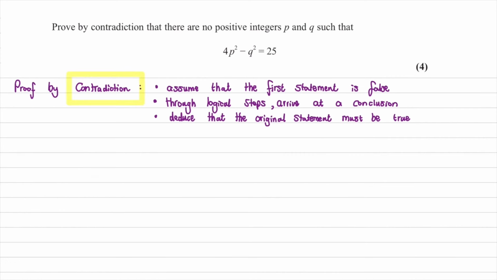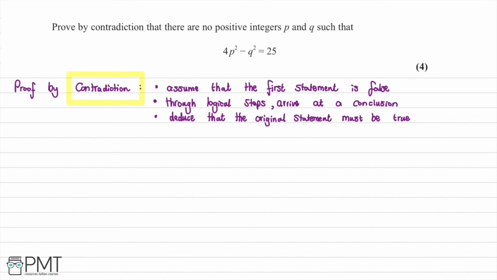There are 3 steps that you generally have to follow when you're solving a question like this, and I've listed them here. You first want to assume that the first statement is false. So in our case, we will assume that there are positive integers p and q such that, etc. We'll come back and write that down in a second. Then our second step is, through logical steps, arrive at a conclusion. And then finally, from that conclusion, deduce that the original statement must be true.